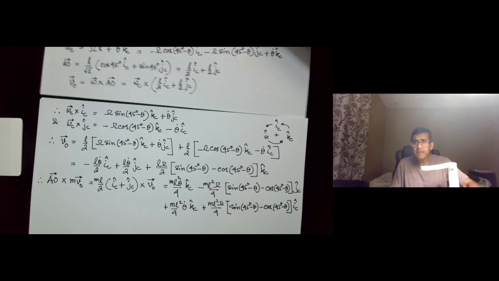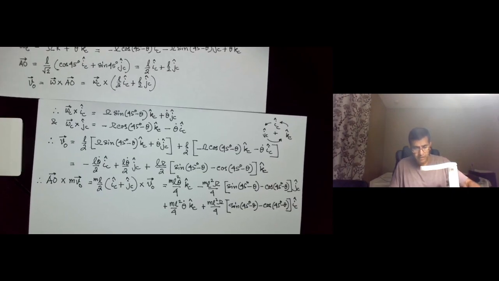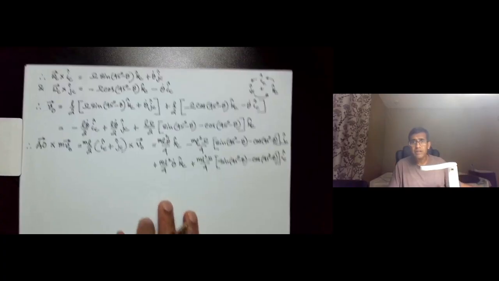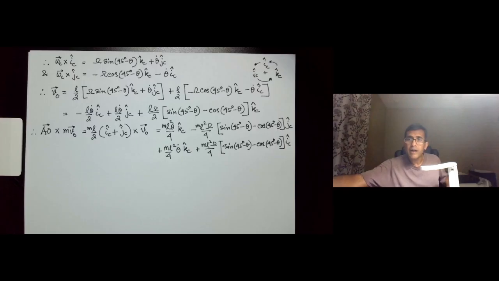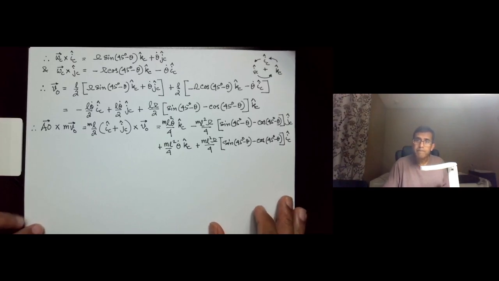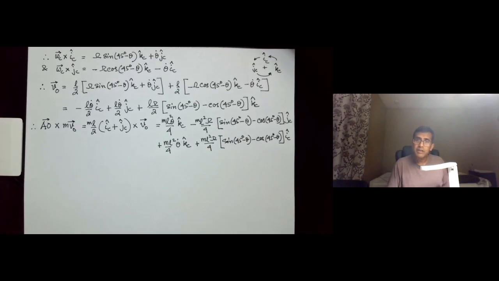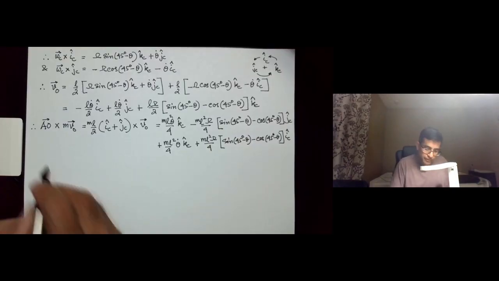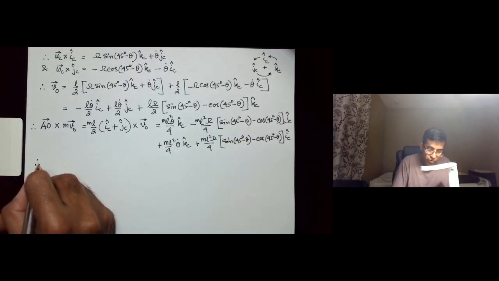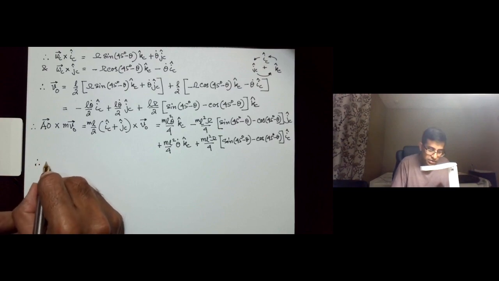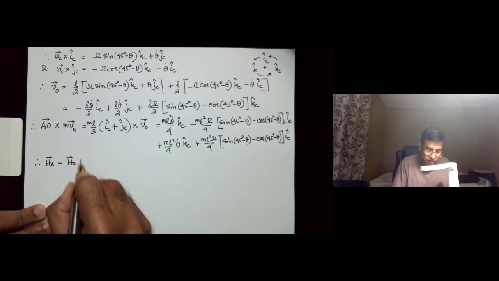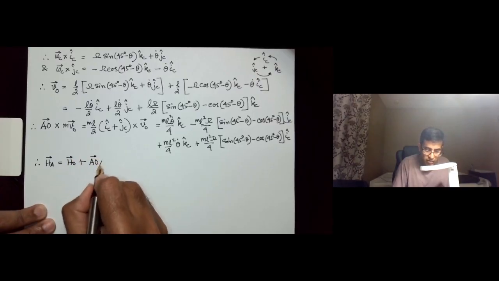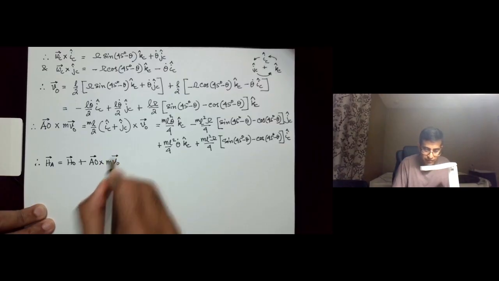Alright, so I'm sorry, I had gone a little bit too low down the page for the screen, but at this point we have the expression for AO cross MVO. So therefore the net angular momentum H of A is equal to HO plus AO cross MVO.